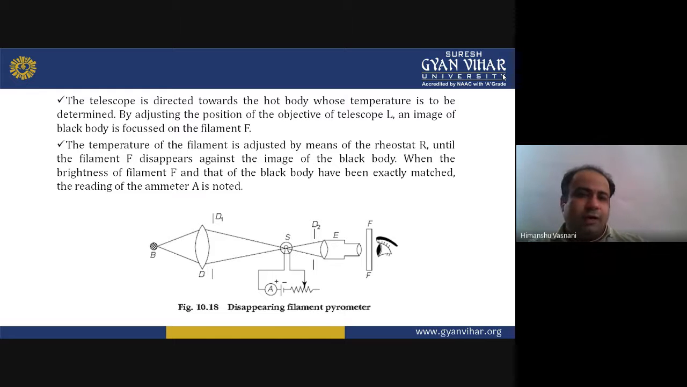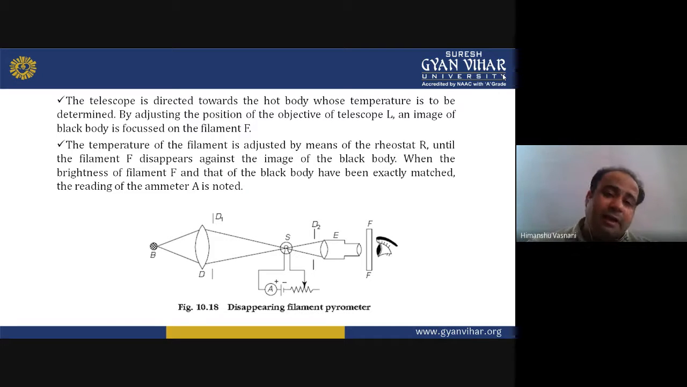Now the telescope is directed towards the hot body whose temperature is to be determined. By adjusting the position of the objective of the telescope, capital L, an image of the black body is focused on the filament capital F. Then the temperature of the filament is adjusted by means of the rheostat capital R until the filament F disappears against the image of the black body.